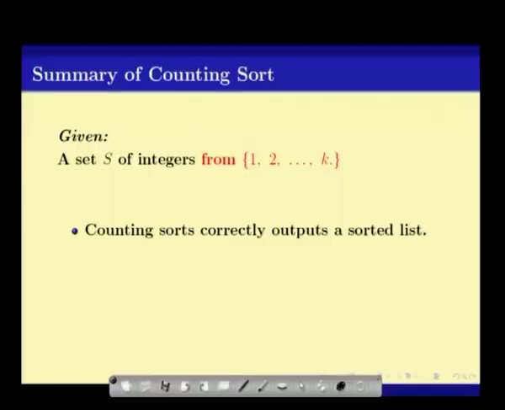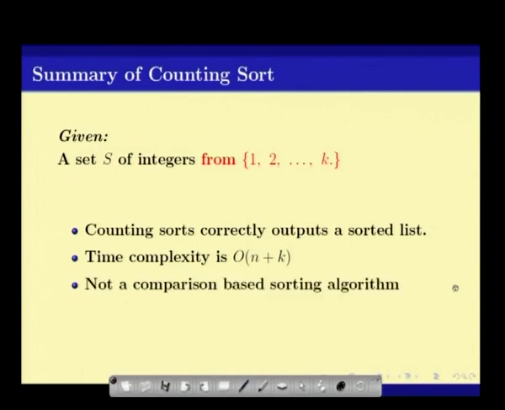Thus, if we have been given a set S of elements, all of which occurring from 1 to k, then we can use counting sort to correctly output a sorted list, and the time complexity will be order n plus k. This is not a comparison based algorithm. So, note that if k is small, something like a constant or even n, we can do much better than merge sort, heap sort, or any other sort.